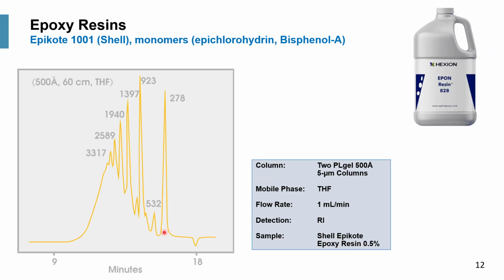A different example shown here is the separation of epoxy resin, which is derived from two components, epichlorohydrin and also bisphenol A. When you make an epoxy, you use these two materials, mix them together and form a very strong epoxy. And here are the operating conditions using two 500 angstrom PLgel columns coupled together using a refractive index detector. This is separation of Shell Epikote, which is a very common epoxy resin.